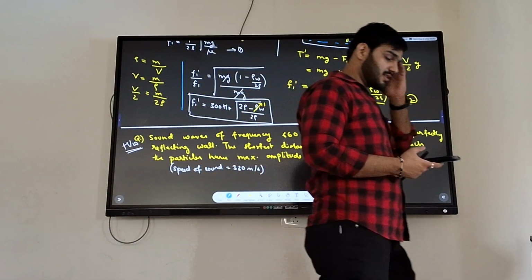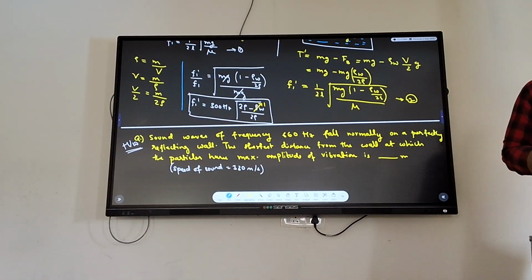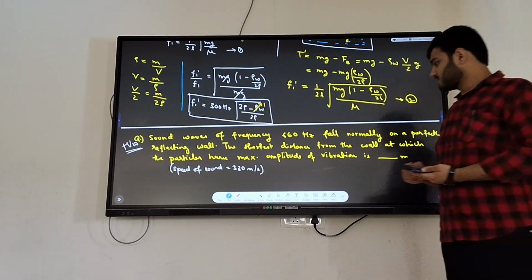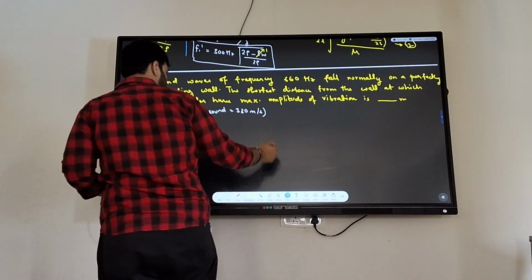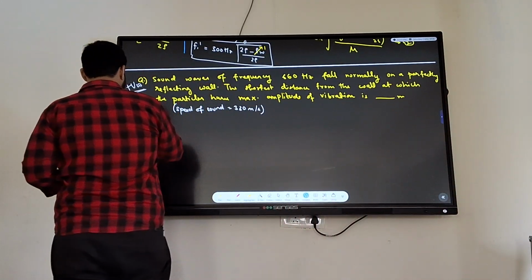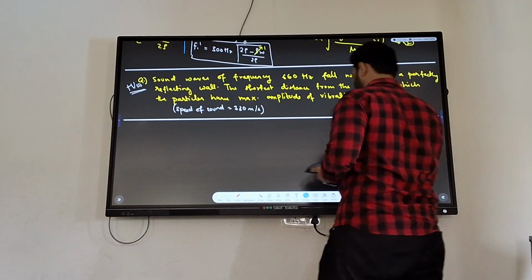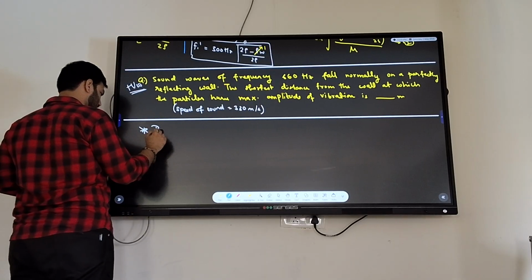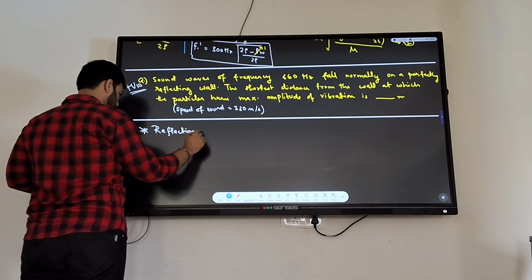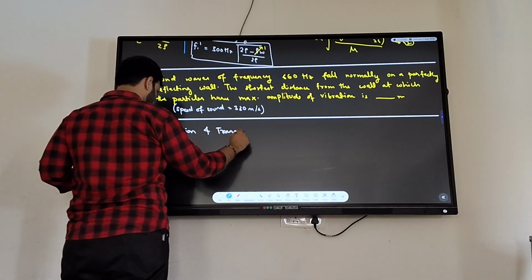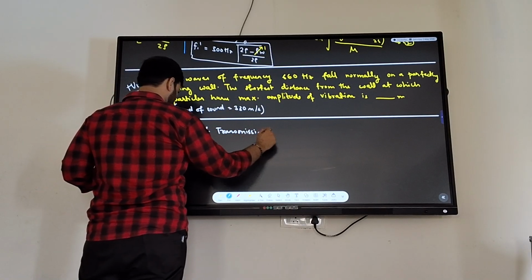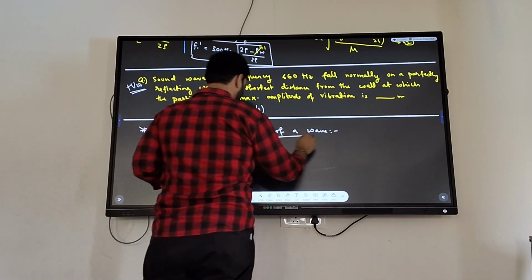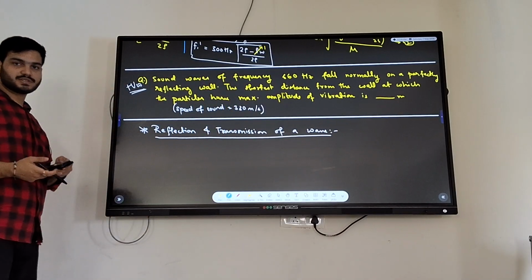So if you have written this, then let me go to the last topic of the chapter, which is the reflection and transmission of a wave. So quickly, come on. Reflection and transmission of the wave.